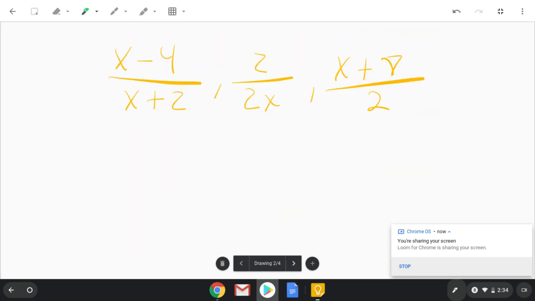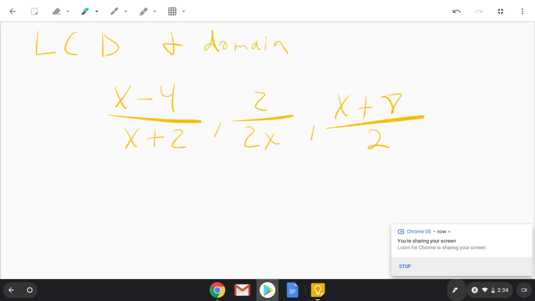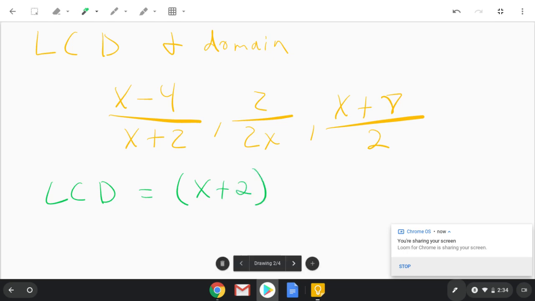Oh, and we're also going to mention the domain as we go. First thing, you want to make sure all the denominators are factored, and they all are. They will not factor anymore. The LCD for this one is going to be x plus 2 and 2x.